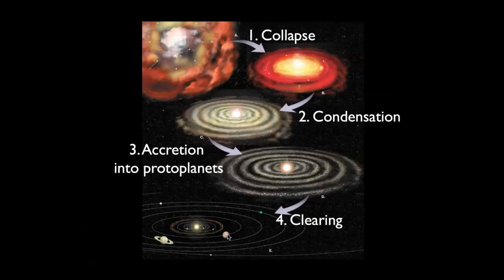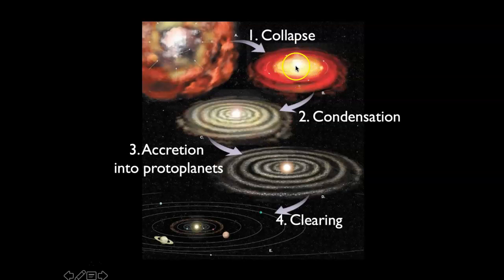All right. So the last step is the clearing out phase, because this whole time, while the disk has been condensing and accreting and starting to form protoplanets and proto-moons, we've been ignoring the sun this whole time, right?